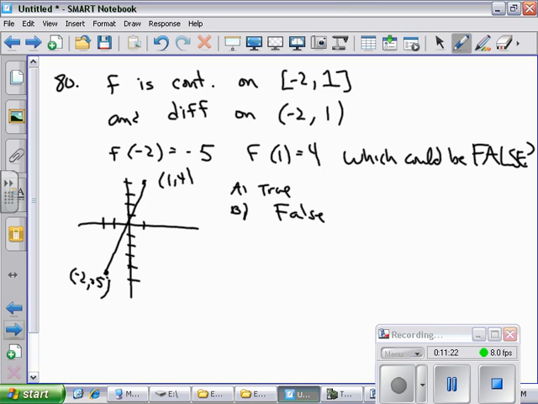And when you have a continuous function on a closed interval, some y value has to be greater than or equal to all the other y's. So that's what that's saying, and that has to be true too. So choice B was the one that could be false.